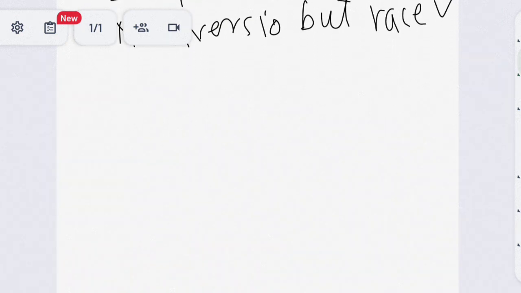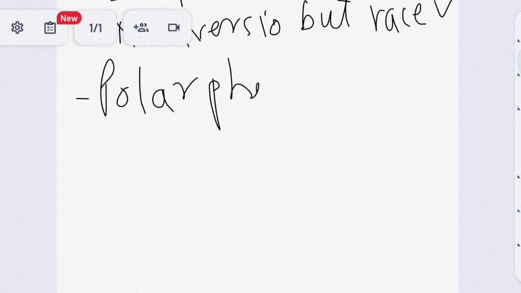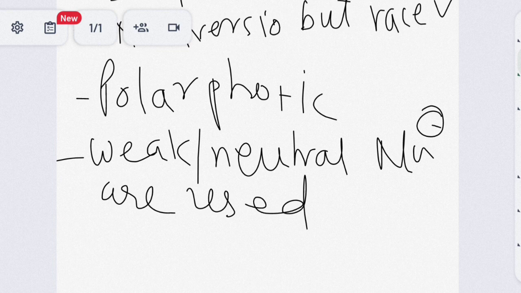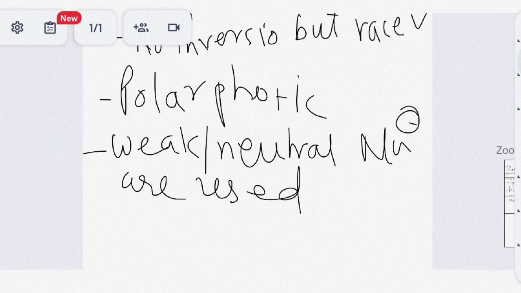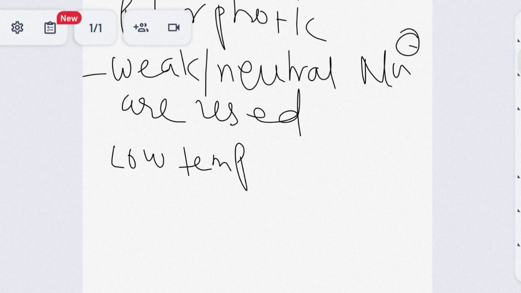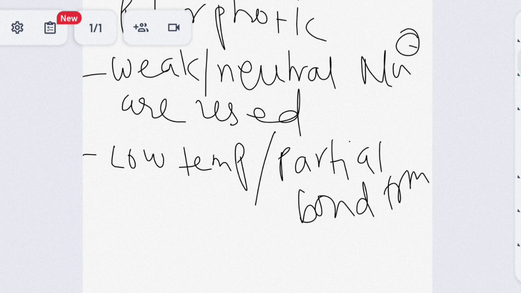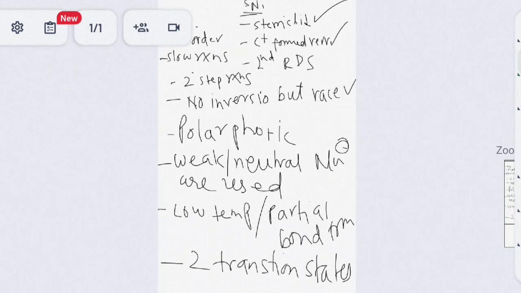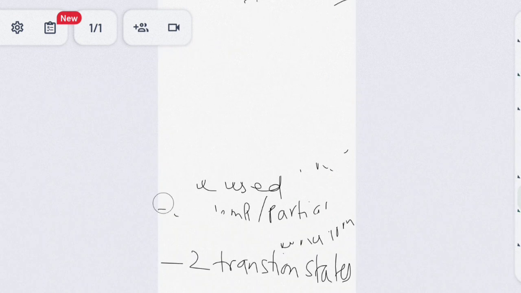These are favored by polar protic solvents, and weak or neutral nucleophiles are used. Low temperature, partial bond formation, and two transition states. So these are all points about the SN1 reaction. Now we will go to the actual mechanism of SN1. So now we will study the SN1 reaction mechanism.